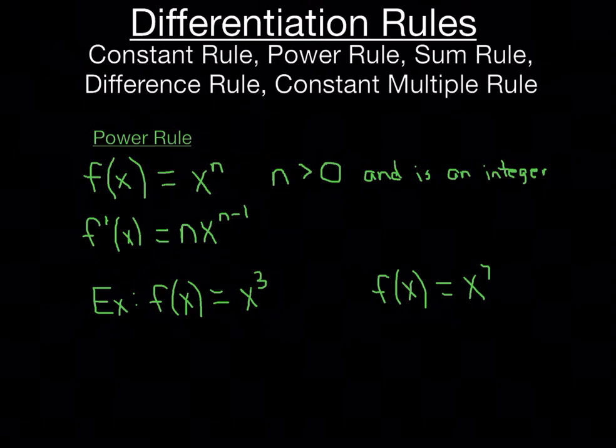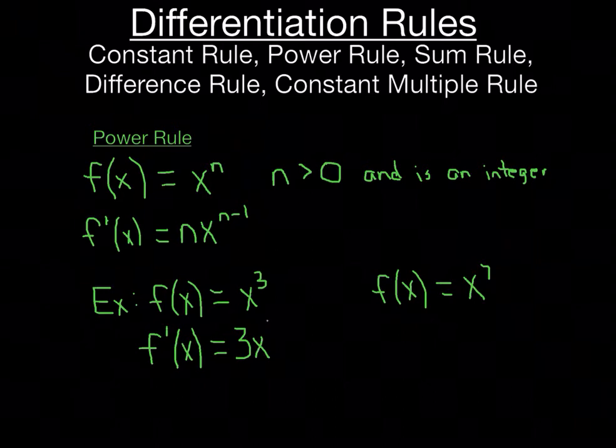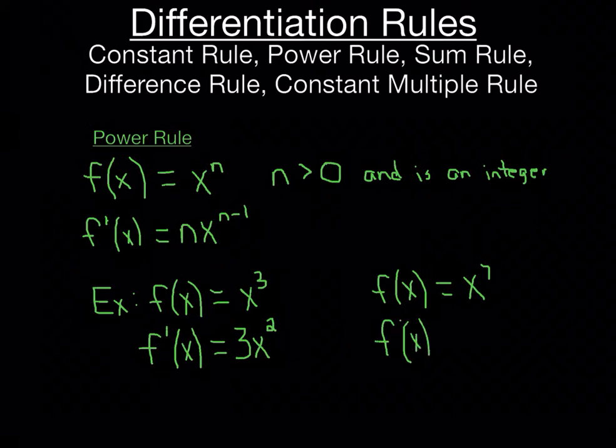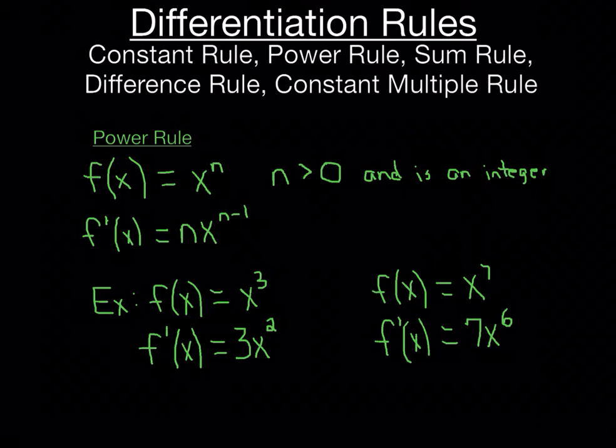Let's take a look at a couple examples. First one I have here is f of x is equal to x cubed. So according to the power rule, the derivative of f of x is going to be equal to take the exponent and place it in front of the x, so 3x, and decrease that power by 1. So 3 minus 1 is 2, so it's 3x squared. On our other example, we would say the derivative of f of x is equal to take the exponent, move it in front, and decrease this one by 1 power, so 7x to the 6th. So here are a couple examples of the power rule.